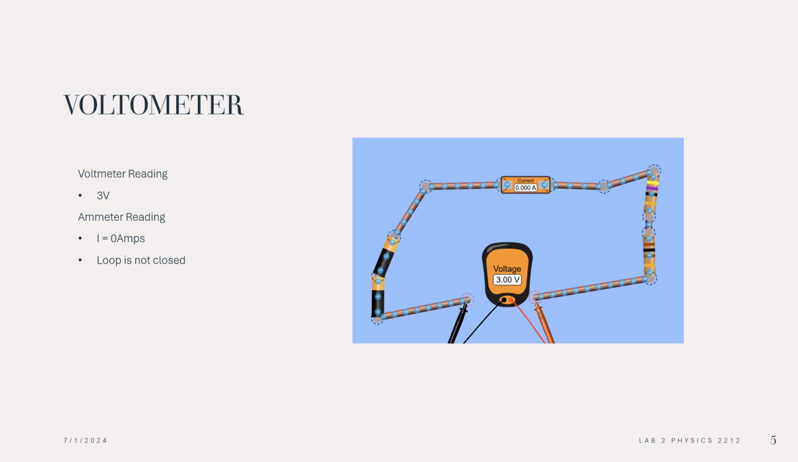Going on to the next part, we had to use a voltmeter. On this voltmeter, we just had to plug it in and look at the volts when we open the loop. Because we open the loop, no current is moving through, so there's no change in delta V, and our reading should be 3 volts, which is the total EMF from the batteries, 1.5 volts each. Remember that when the loop is open, the ammeter reading is 0 amps because the loop is not closed. If we close the loop, it'll be different, as you will see in the next part.